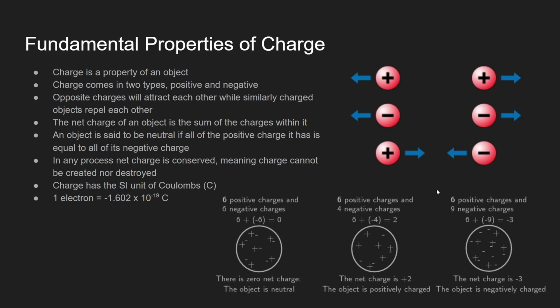Now we say an object is neutral if the positive charge is equal to the negative charge. In this first example, we have 6 positive and 6 negative, which is going to equal 0, and so our object is neutral. It's not going to have any effect.